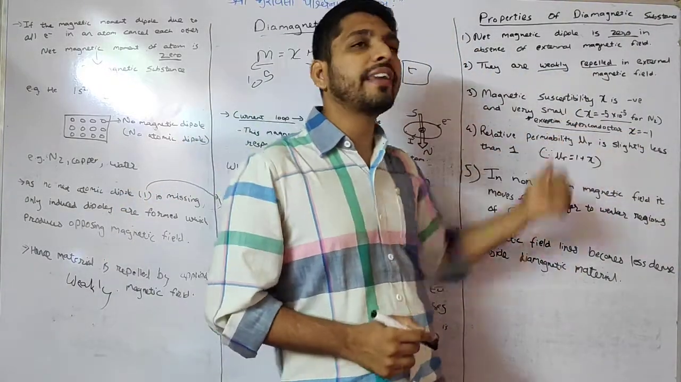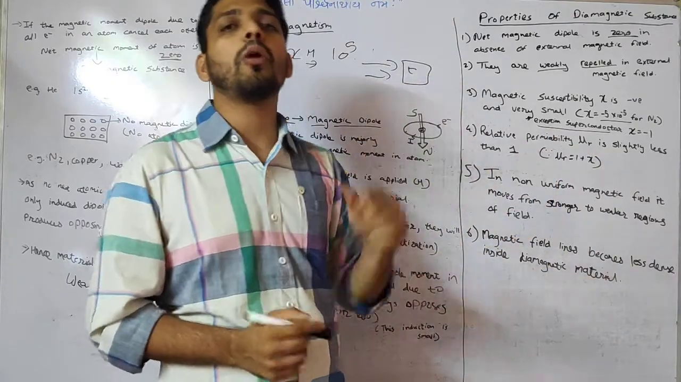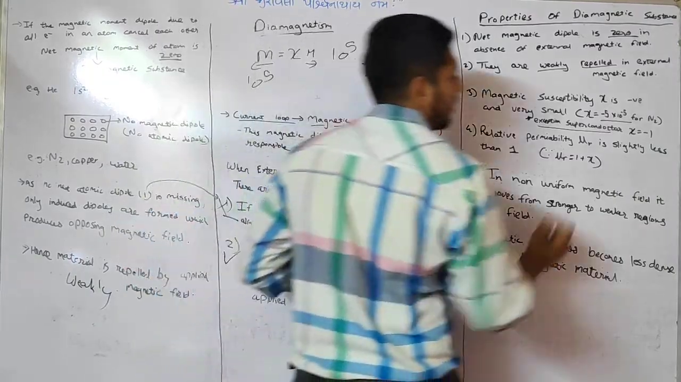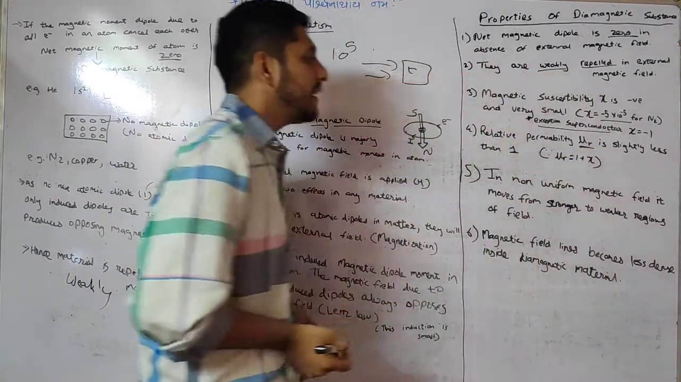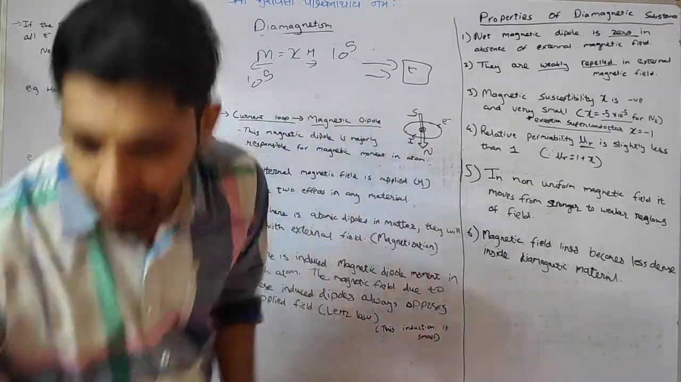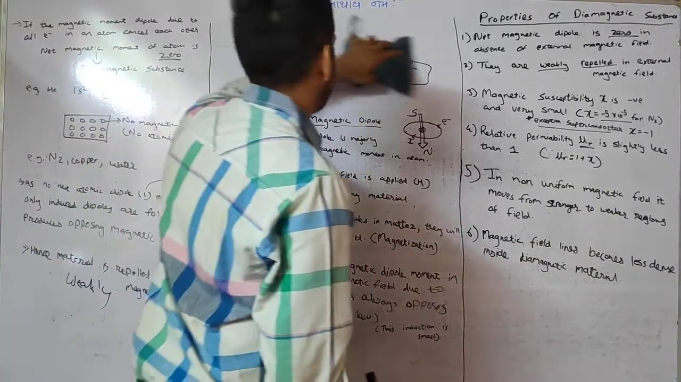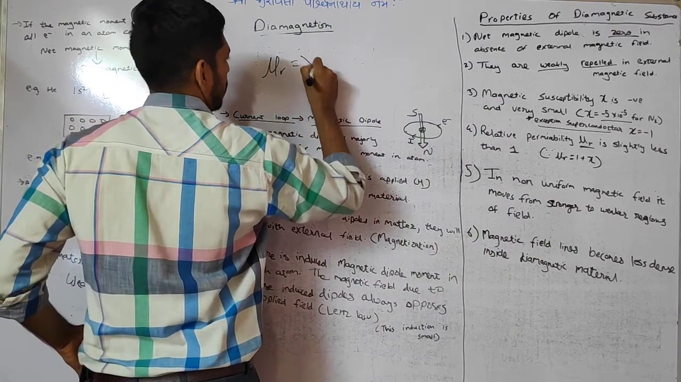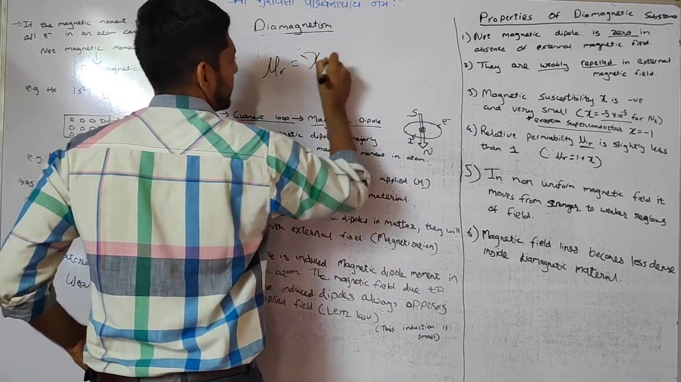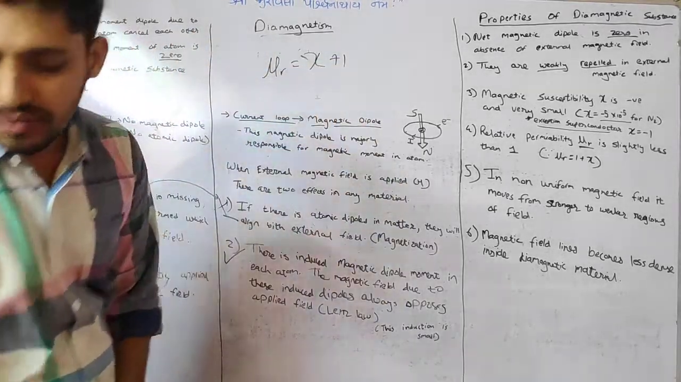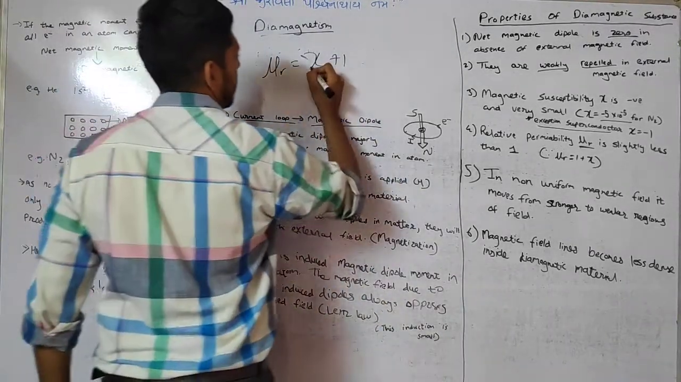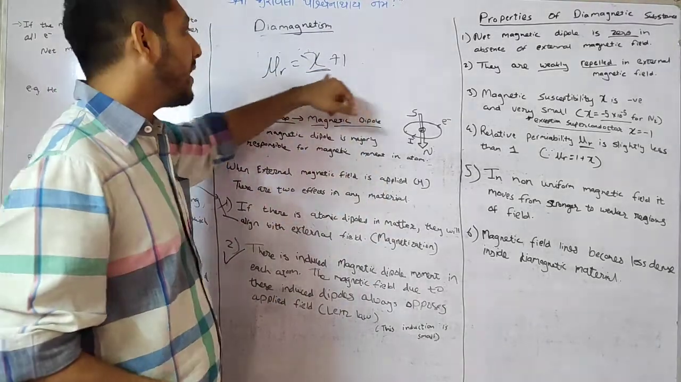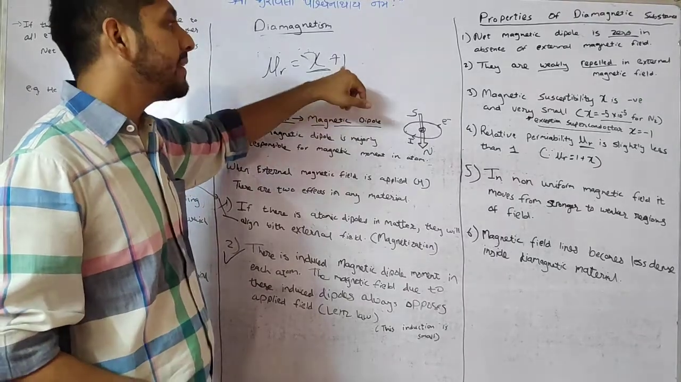For the rest, zeta is very small and it is negative because it is in the opposite direction. Okay. Next is relative permeability, mu r. Relative permeability mu r is slightly less than 1. Now we all know the formula for relative permeability: mu r equals zeta plus 1, or you can say 1 plus zeta. Now what is the value of zeta? The value of zeta is negative, which means that mu r will always be less than 1, as the value of zeta is negative.